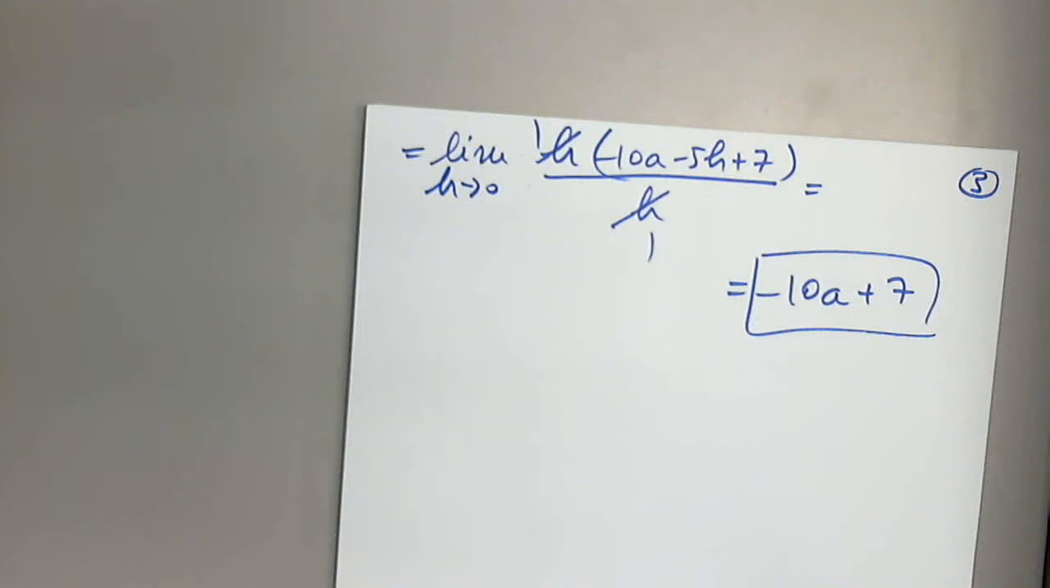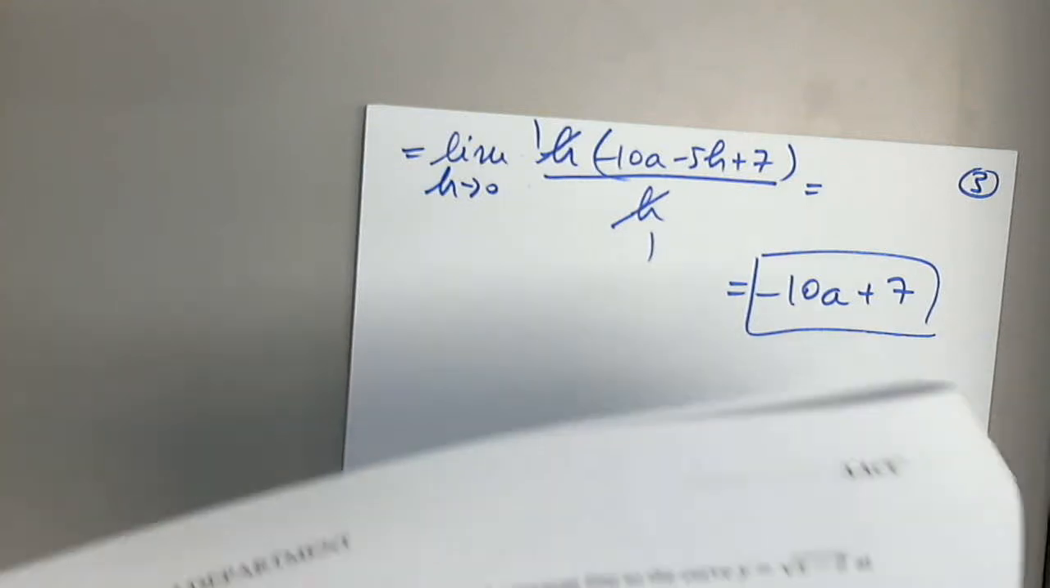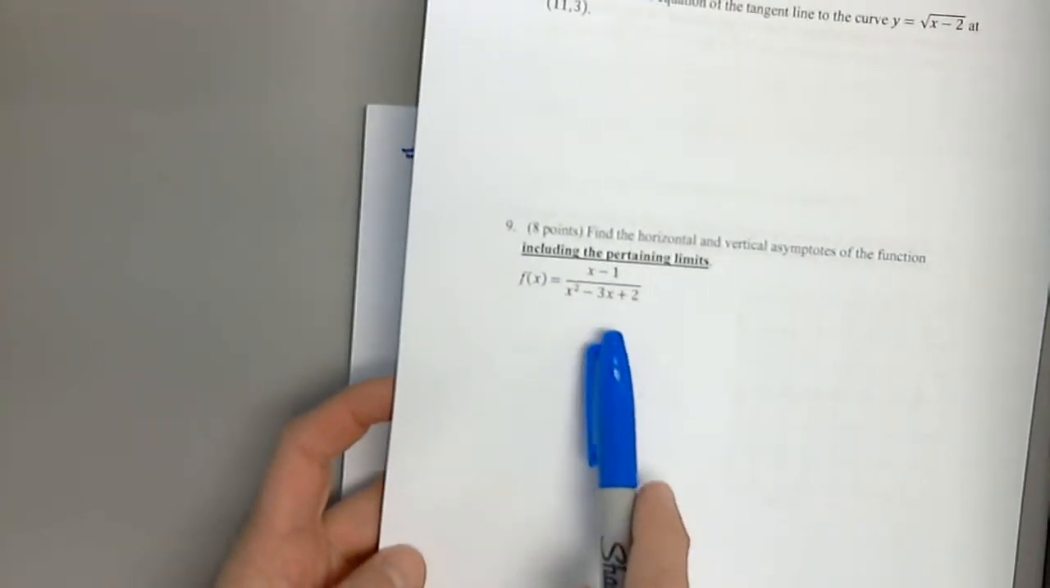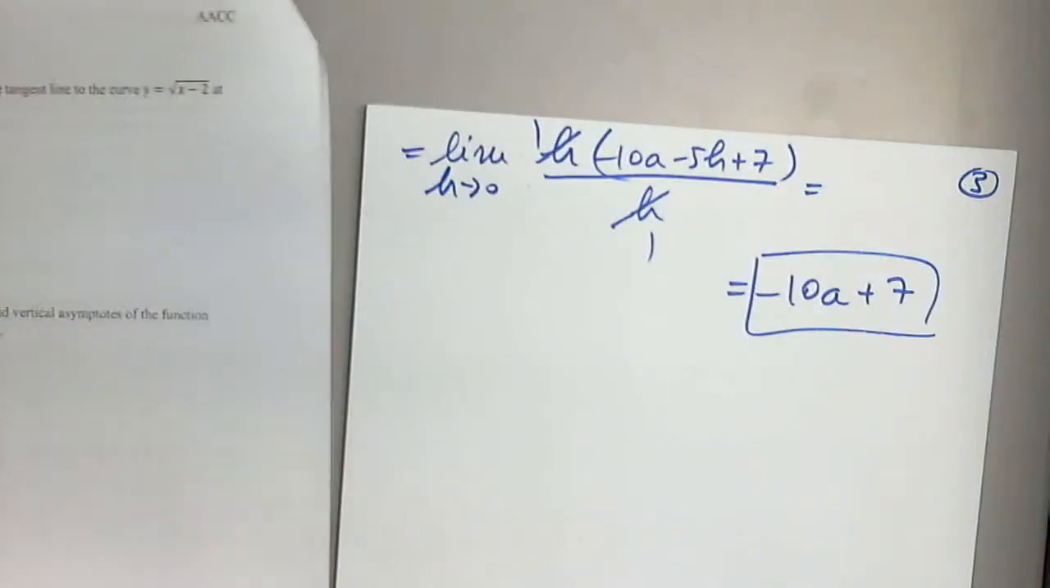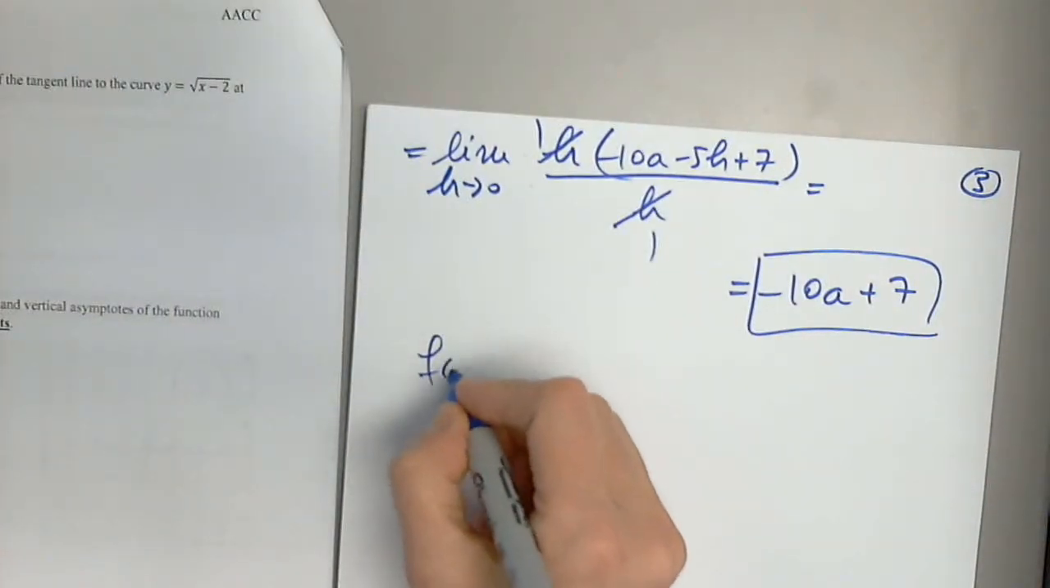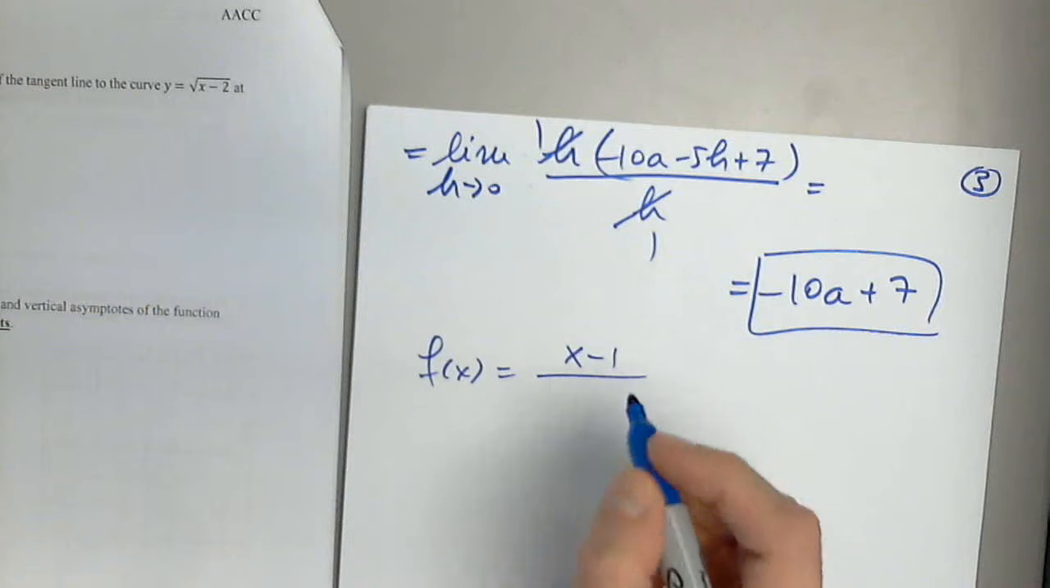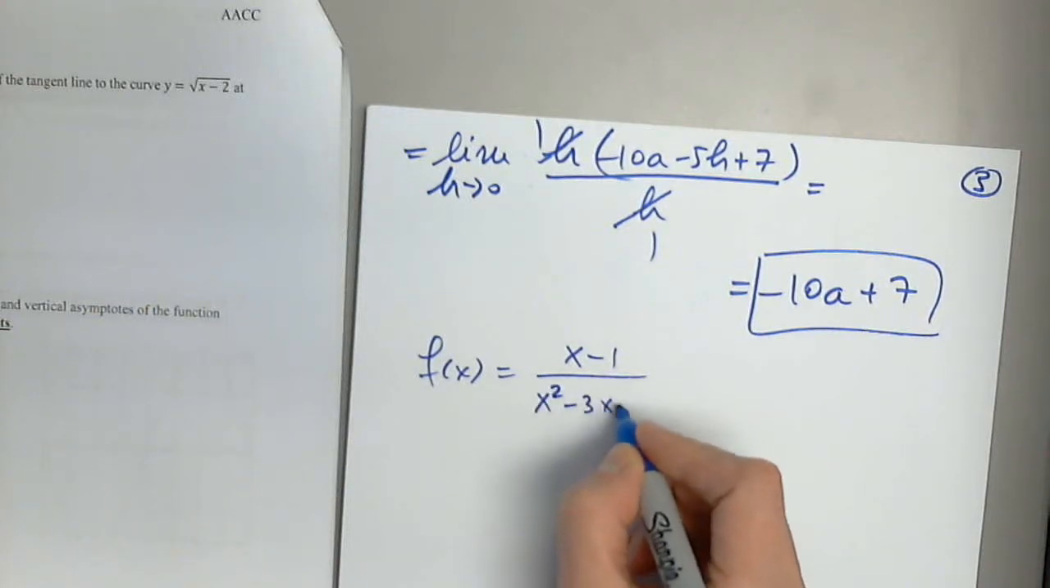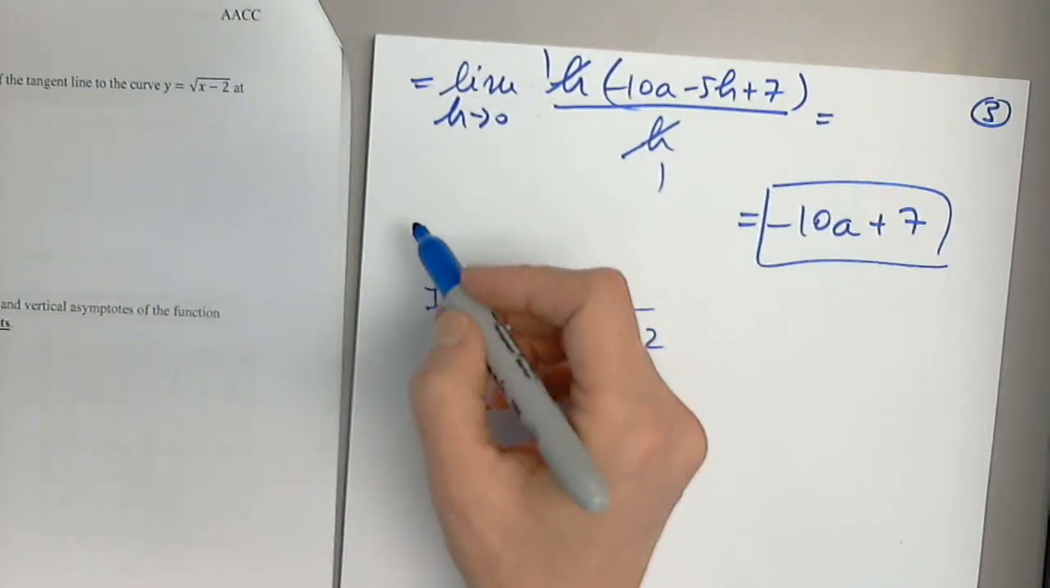Any questions? Okay, I would like to go over problem 9 from the previous test. So let's copy it. We have f of x equals x minus 1, x squared minus 3x plus 2. Now this is problem 9.